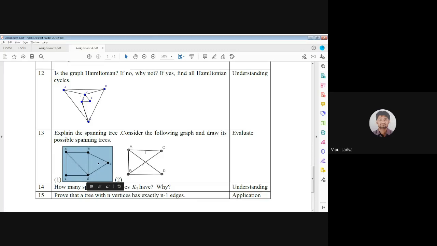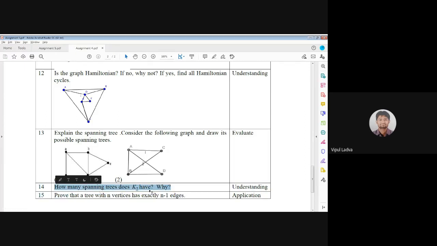But right now I'm not that concerned about the drawing. If you are not able to draw all of them, it's totally fine. I'm just interested whether you can identify some of them or not. Then after 14 and 15, 15 is a result for which I had already provided the proof during the theory session. But let's go for 14.